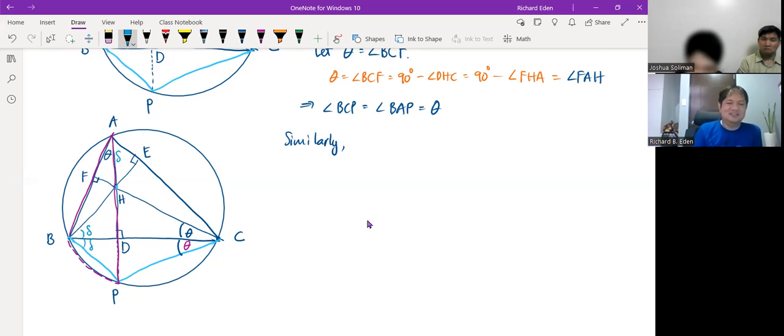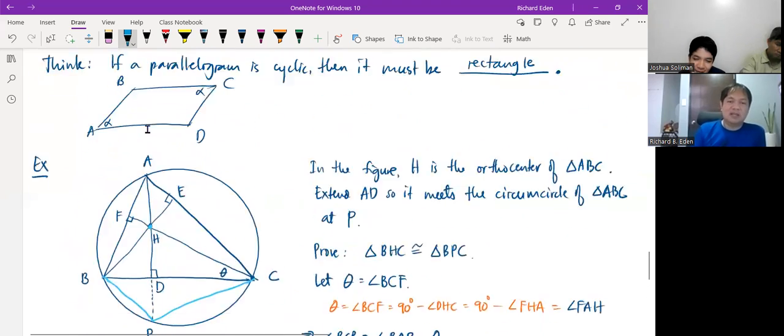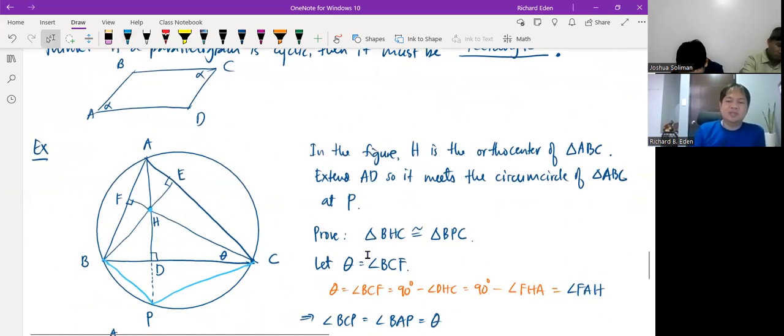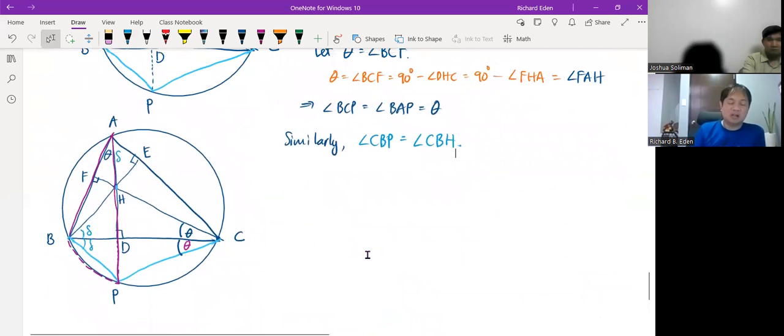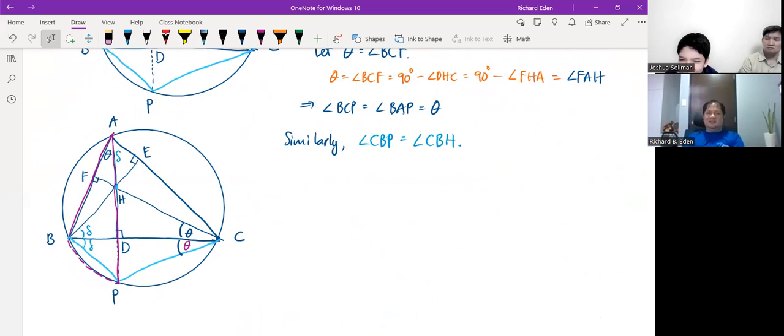BCP, so CBP equals CBH. Dystopian or real world we must live in. So what were we asked to do? Prove that BHC and BPC are congruent. Do you see how that follows now? By using the ASA theorem, all right, we can prove that they are congruent. So yeah, ASA.